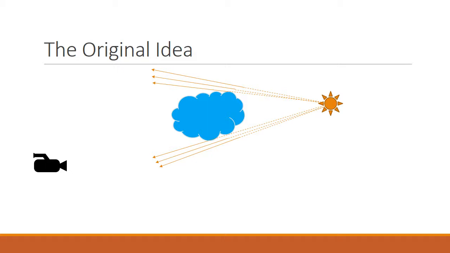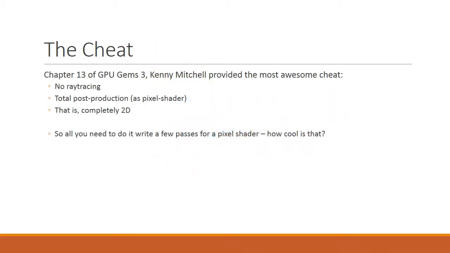So obviously, if you wanted to be true to form, you could actually do a bit of ray tracing, but yeah. Ain't nobody got time for that. So how do you cheat it, huh? And that's the important question. In chapter 13 of GPU Gems 3, Kenny Mitchell provided the most awesome cheat codes for this. It uses no ray tracing. It's totally 100% post-production, as in you can write it in a pixel shader. Yes, 100% completely 2D. And it really just involves smudging the light.